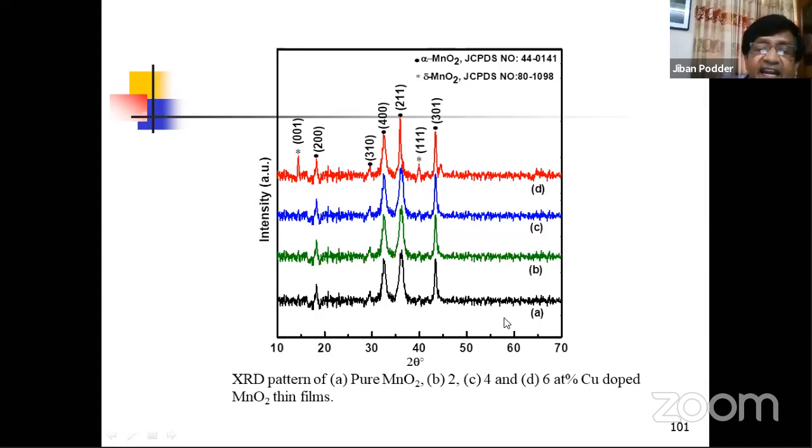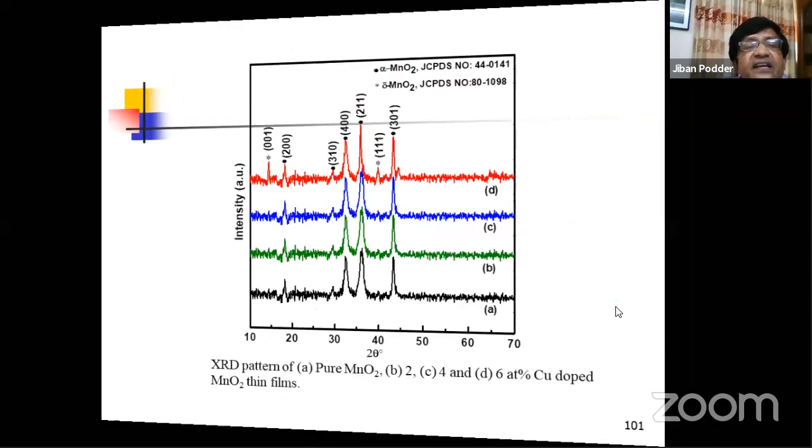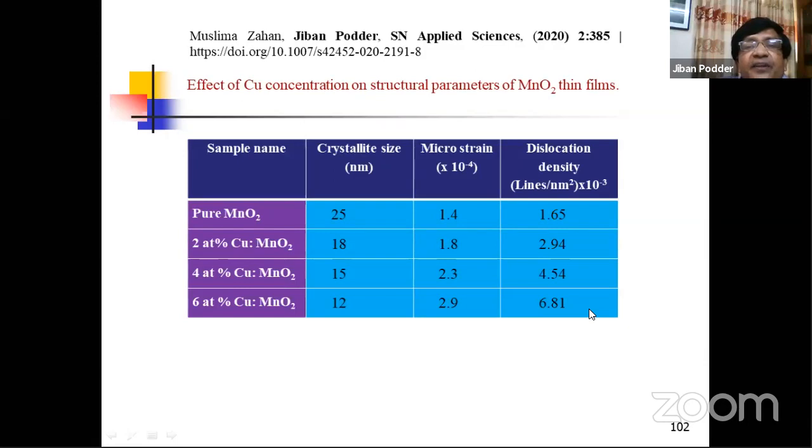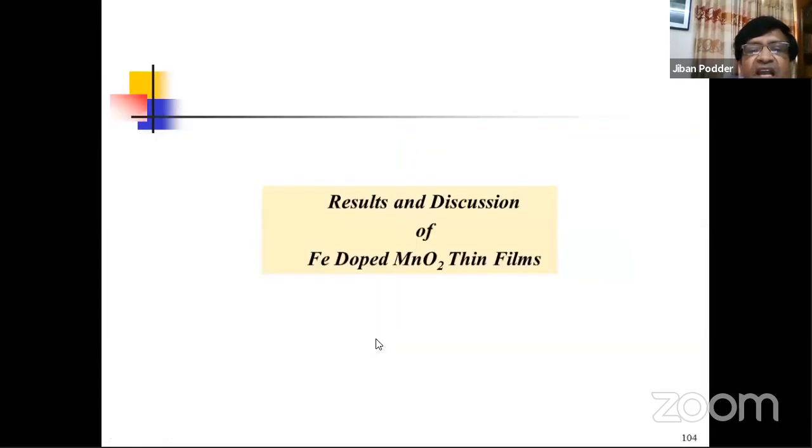These are the XRD patterns here. You see the pure manganese oxide, 2%, 4%, 6% manganese oxide. This paper is also published in Springer Nature Applied Sciences. Pure, 2%, 4%, 6%, you see here. These are the crystallite size, microstrain, and density. Because of this, the particle size we have seen is better here. Iron doped manganese oxide thin films here.